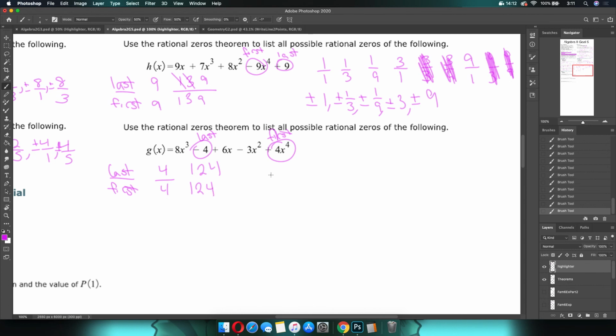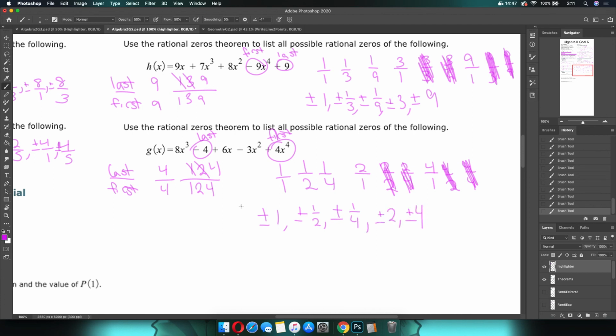All right, what do we have? We have 1 over 1, 1 over 2, 2 over 2, which is 1, 2 over 4, which is a half. Okay, that one's taken care of. 4 over 1, 4 over 2, which is 2, we have that. 4 over 4, which is 1, and we have that. So we have plus or minus 1, plus or minus 1 half, plus or minus 1 fourth, plus or minus 2, plus or minus 4. There's our list. Okay, not so bad.